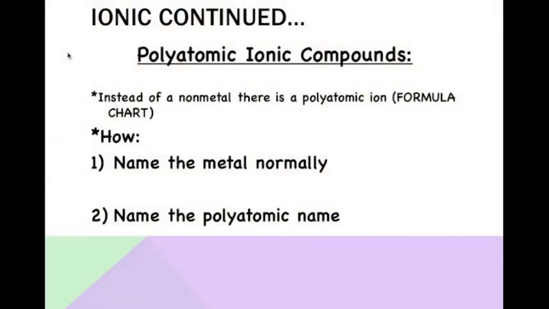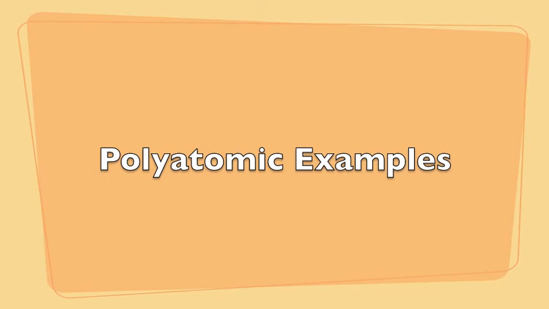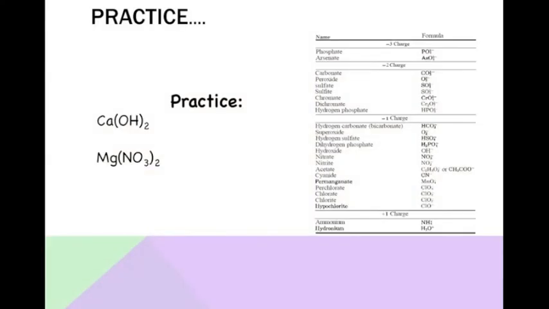Okay, now we're going to name polyatomic ionic compounds. Instead of a nonmetal, there's going to be a polyatomic ion on the end. So first you're going to name the metal normally, and then you're just going to name the polyatomic name. Okay, now we're going to practice. The first one, you just name it normally, so it's calcium hydroxide. And then for the second one, it's magnesium, and then we look on our chart and we see that that is nitrate.